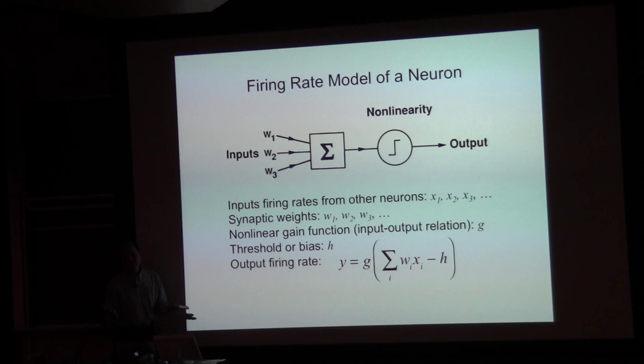If you have input strong enough, I'm going to fire. The firing rate is just given by this function, right? You cannot be simpler than this kind of model. It's extremely simple. You may wonder whether such a simple model is too trivial, so not interesting. No, that's actually not true. It's very interesting. I'm going to show you some examples, all right?